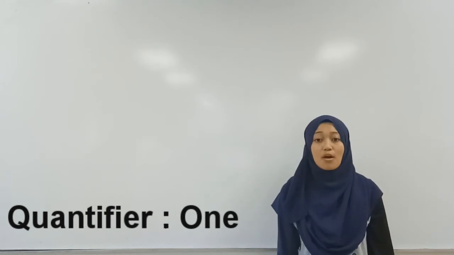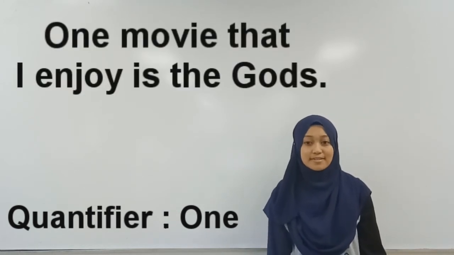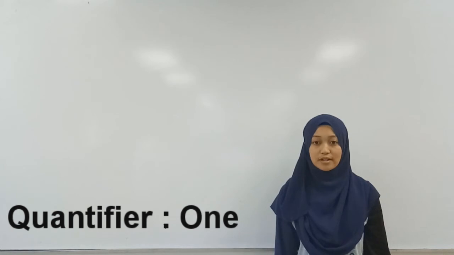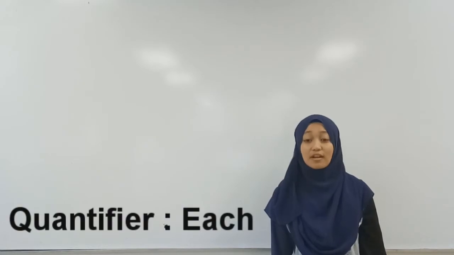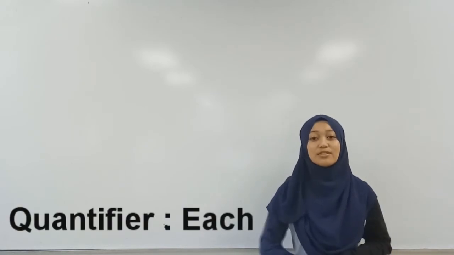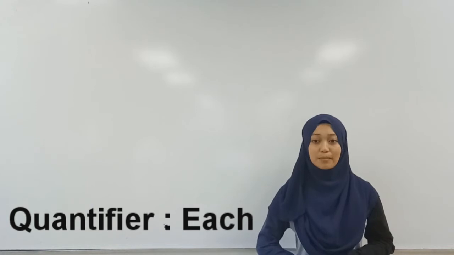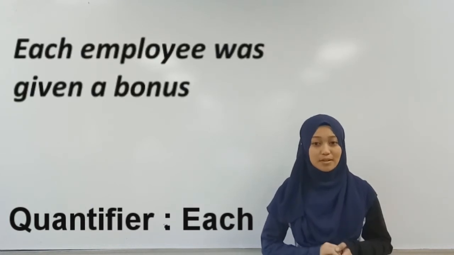For example, one movie that I enjoy is The Gods. This quantifier can also be used with plural count nouns. For example, one of the boys is from China. The next quantifier is each. Each is used to emphasize the individual item or person. For example, each employee was given a bonus.